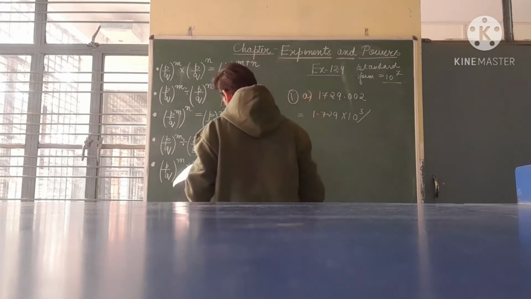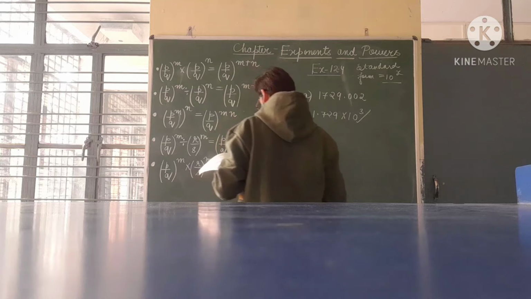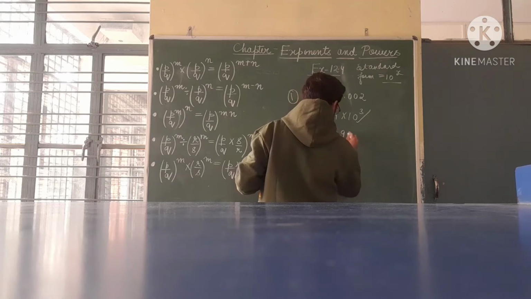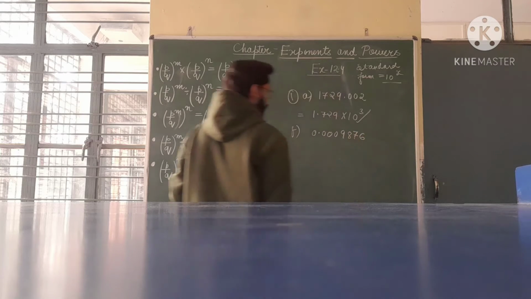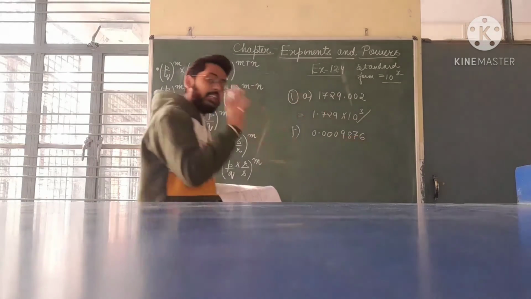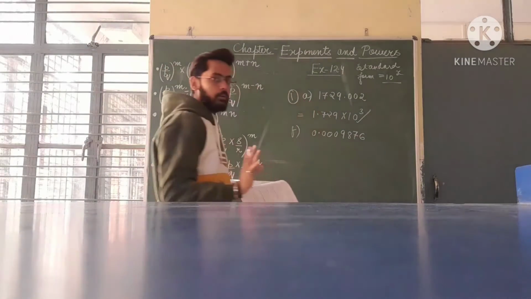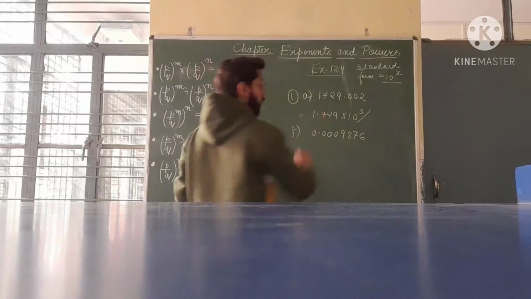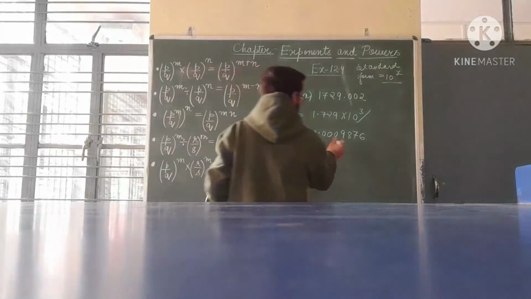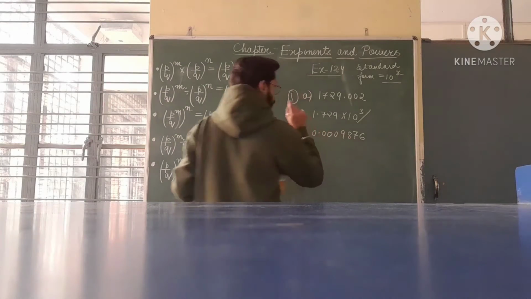Now I am telling you question number F. Just see question number F: 0.0009876. Suppose this number is given. Now we have to take the point from left to right, then the 10 to the power will become negative. Always remember that we take the point in between the first two numbers that are not zeros. For example, the first numbers we can see are 98, so we take the point in between them.